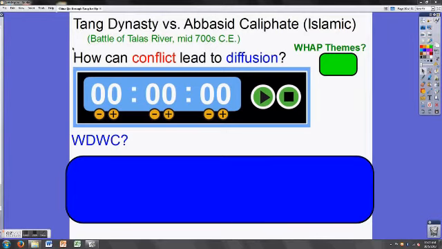Why is it such an important battle? Because it's conflict that actually leads to cultural diffusion. And it's the diffusion, not the battle, that world historians are so interested in. So let me ask you guys to take 3 minutes and think to yourselves, how can conflict, how can battle lead to diffusion of ideas?